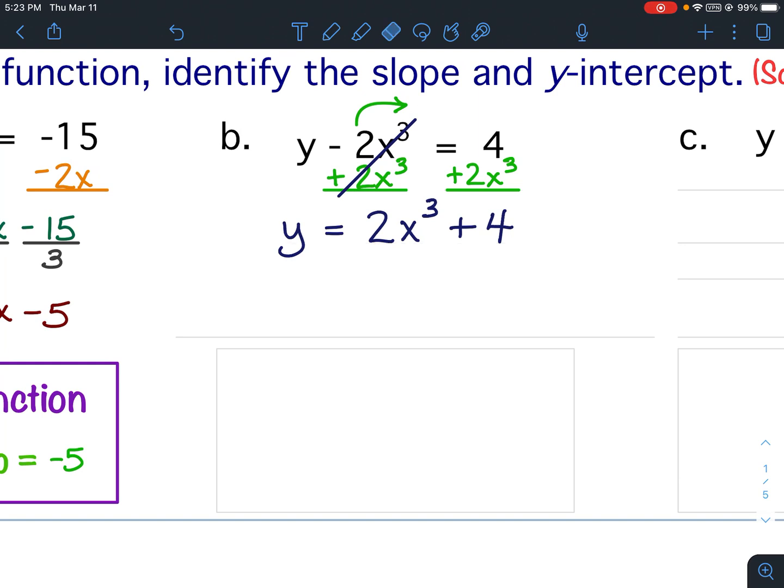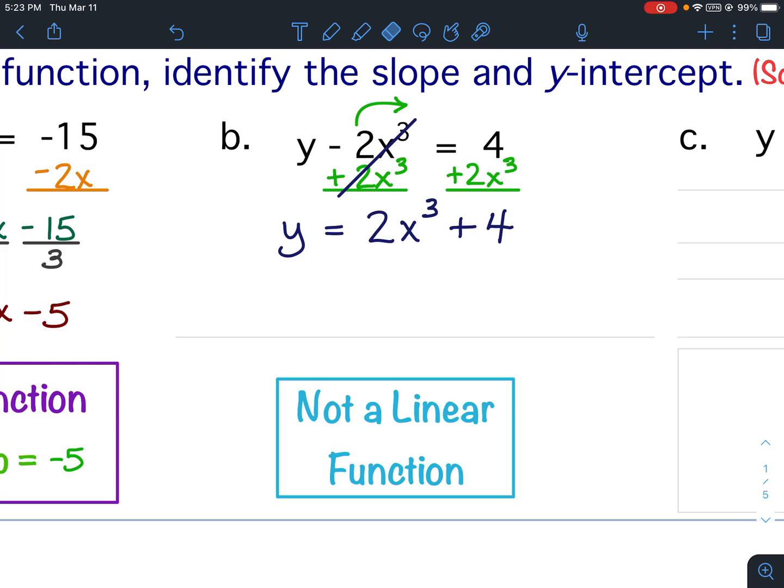So is this of the form y equals mx plus b? A lot of times students get confused and say yes, but the problem is that that x has the exponent of 3, therefore making it not a linear function. So this is not a linear function.